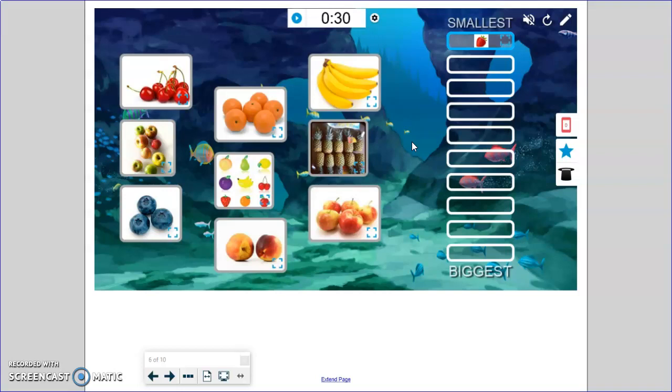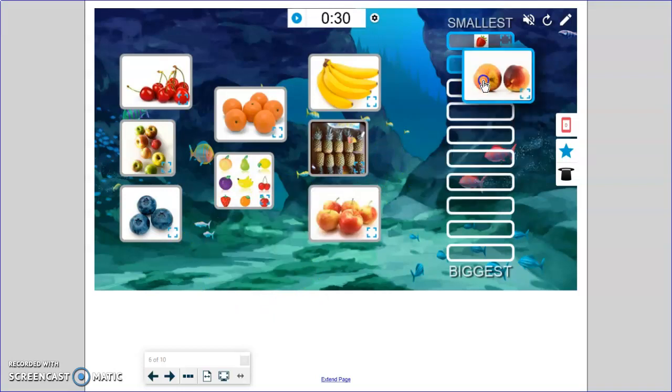What number comes right after one? Let's see if we can find it. 1, 2. Do you see any fruit that only have 2? Look down here. Yeah, those peaches only have 2. So we're going to put that after 1. Maybe these numbers go in order. 1, 2. What could come next?